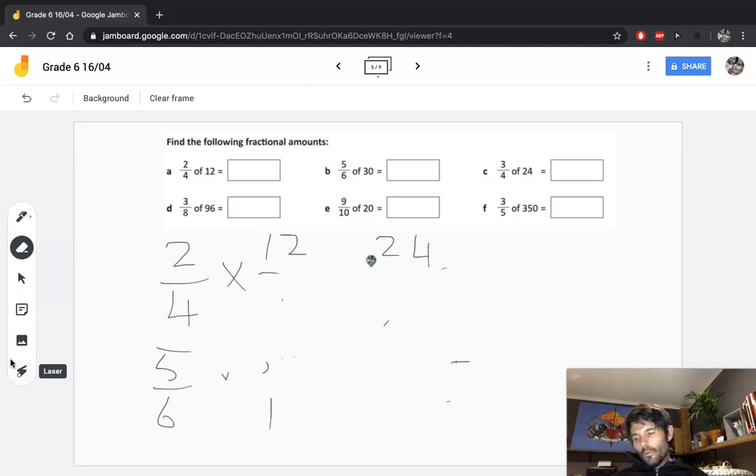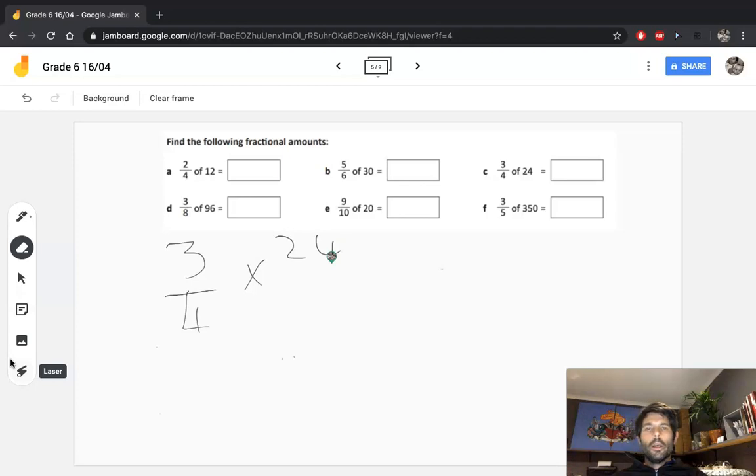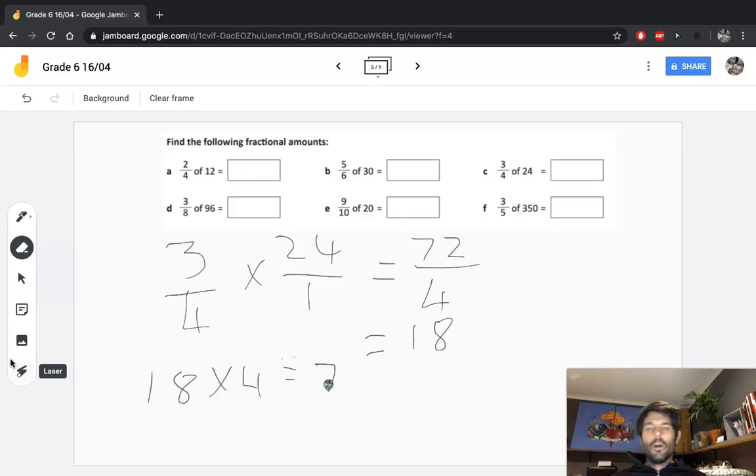So 3/4 of 24. 3 multiplied by 24 is equal to 72. 4 times 1 is 4. Okay, and then 72 divided by 4 is equal to 18. So if I want to check there, I can say 18 multiplied by 4. Is that equal to 72? Yes, it is. And therefore I know that my answer here must be correct.